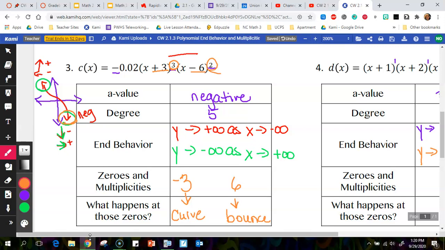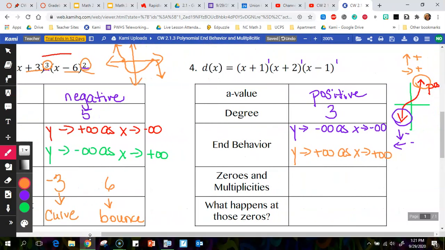So if I wanted to talk about exactly what this thing looks like, this is not exactly what it looks like. It would look more like, let's see, at negative 3 it curves, and at positive 6 it bounces. So it needs to start from up here. It would curve right here and go through that negative 3, and then it would come back up to the 6 and bounce. Something like that.